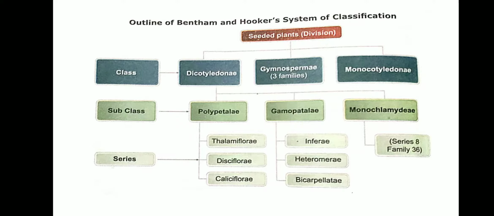Then Inferae means ovary is inferior. Heteromerae means ovary is superior. Bicarpellatae means two carpels and equal or less number of stamens will be present. So this is about the series. So this is the outline of Bentham as well as Hooker system of classification. So you will learn in detail in the higher classes.